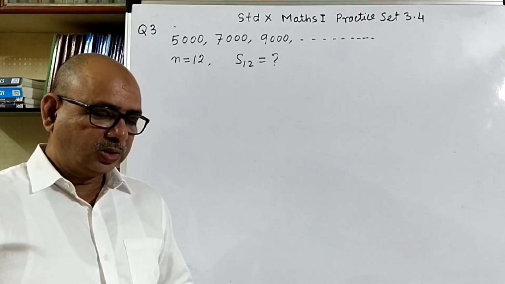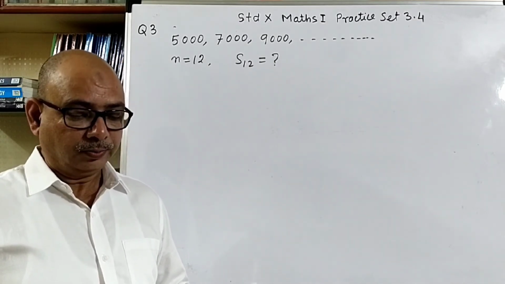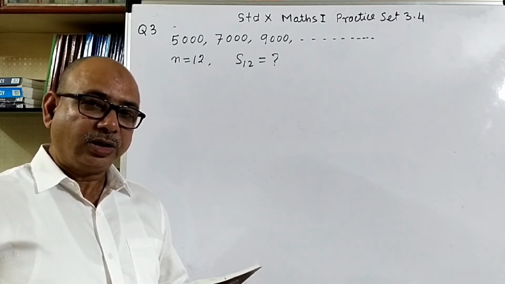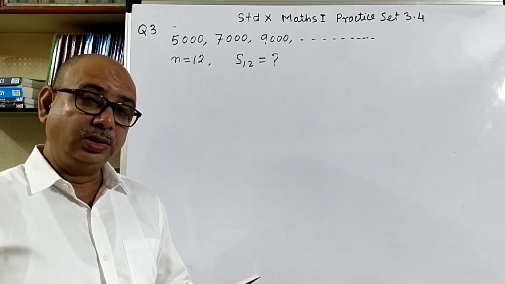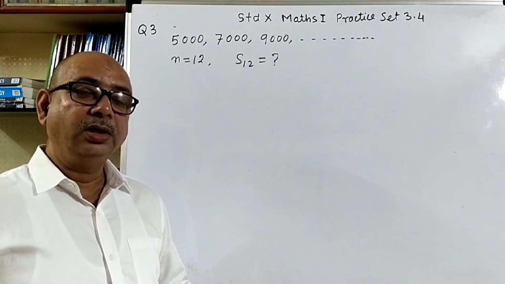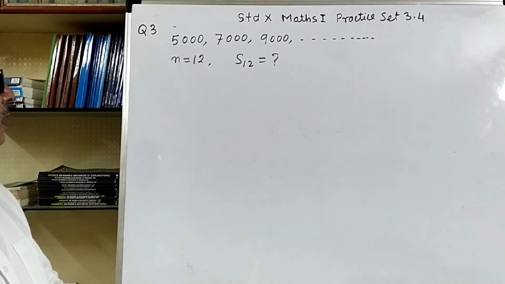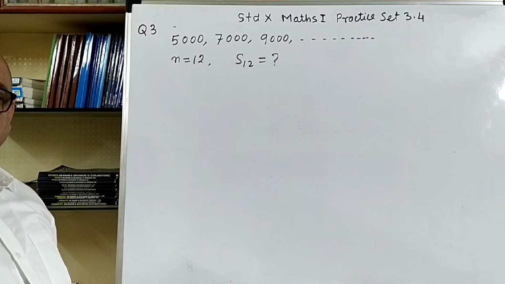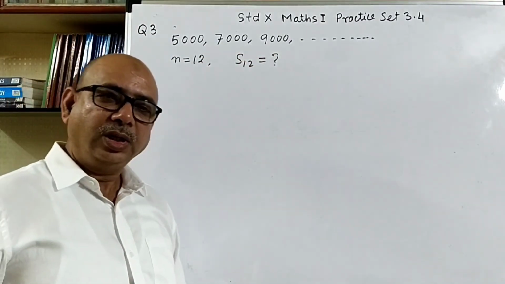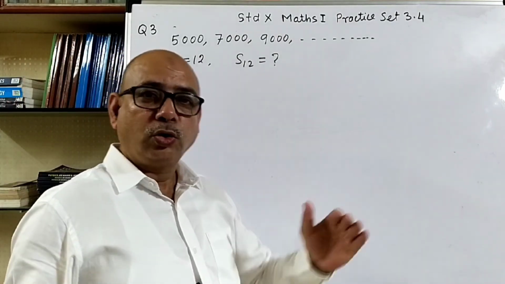Question number 3. Sachin invested in a national savings certificate scheme. In the first year he invested rupees 5,000, in second year 7,000, third year 9,000, and so on. Find the total amount that he invested in 12 years. In the first year, Sachin invested 5,000. In the second year, he invested 7,000. In the third year, he invested 9,000 in national savings certificates. And he continued doing so up to 12 years.